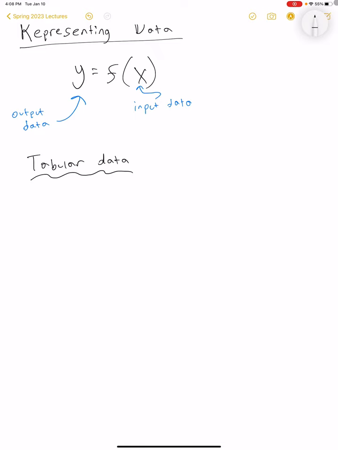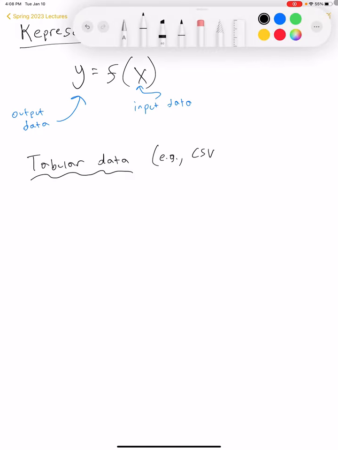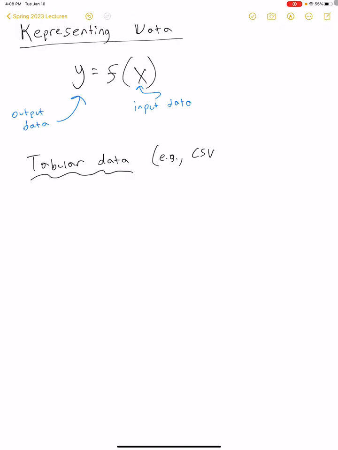This would be, for example, in a CSV file. I'm not being super precise here, but CSV files are files that can be opened in Excel.